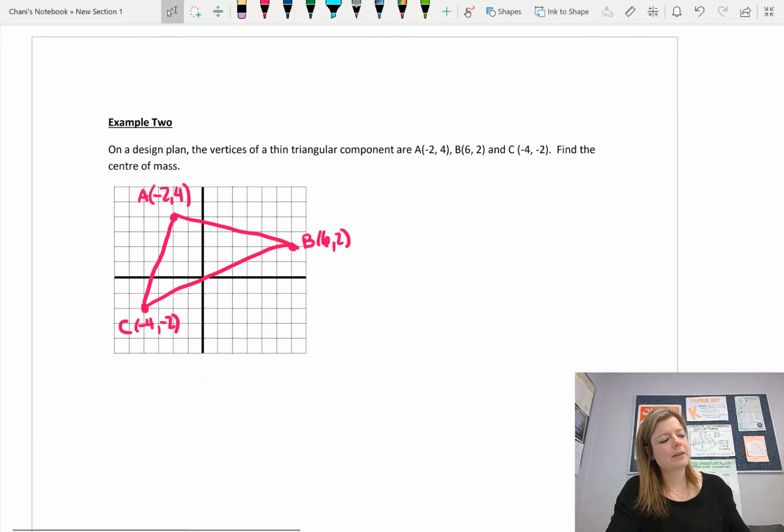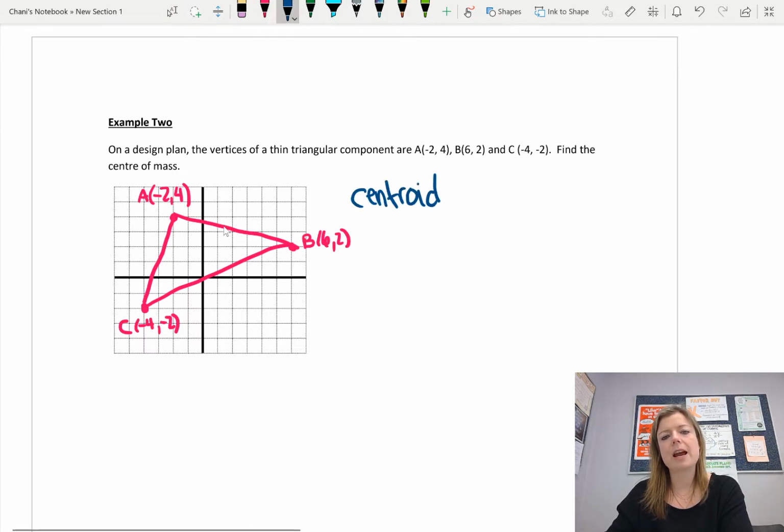All right, our next question is a centroid question. It says on a design plan, the vertices of a thin triangular component are given, and I graphed them. Find the center of mass. Now I know that the center of mass, the centroid, is a pretty simple calculation, but I do expect you to use a diagram to verify and actually draw the medians. And you will be required on your test to do that.